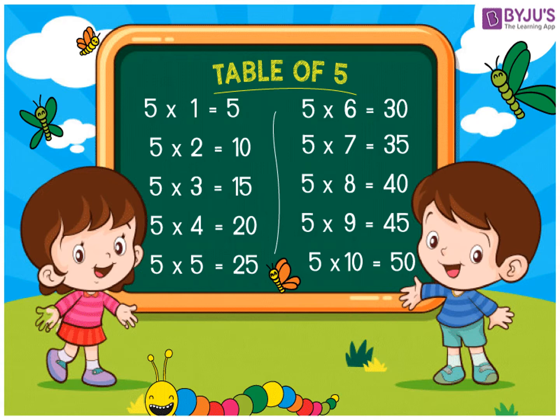5 times 6 is 30. 5 times 7 is 35. 5 times 8 is 40. 5 times 9 is 45. 5 times 10 is 50.